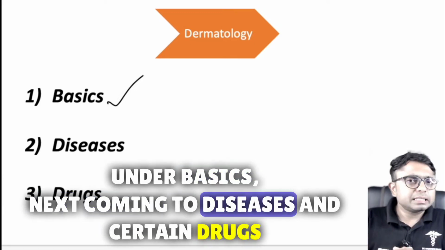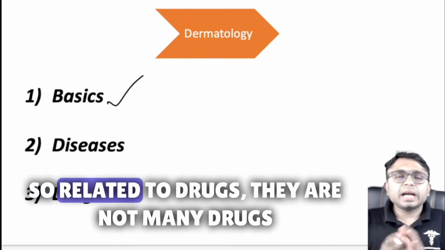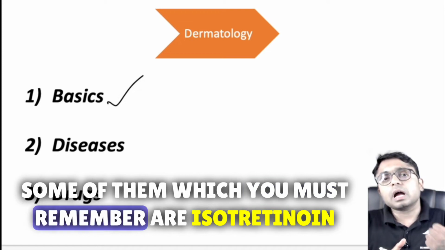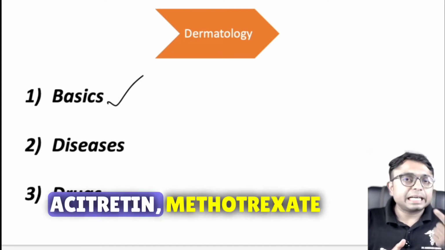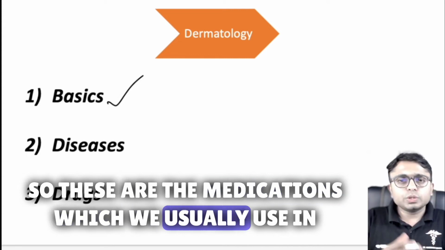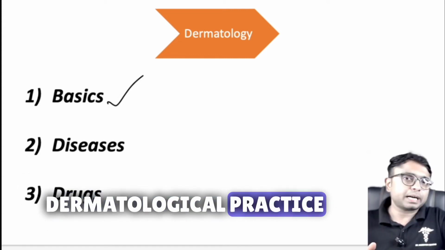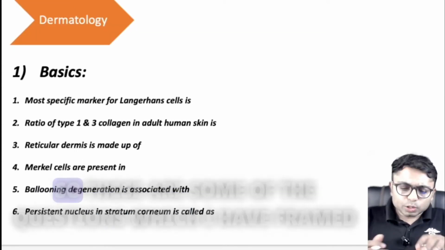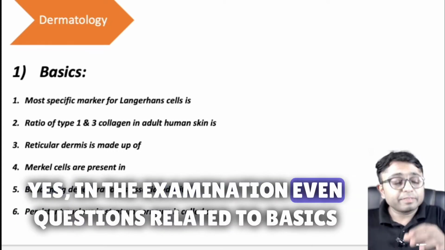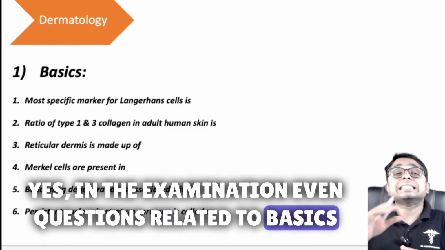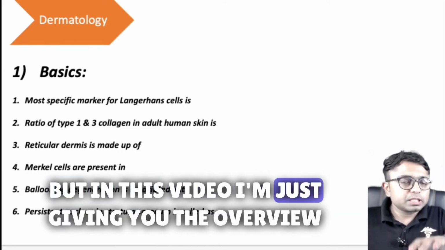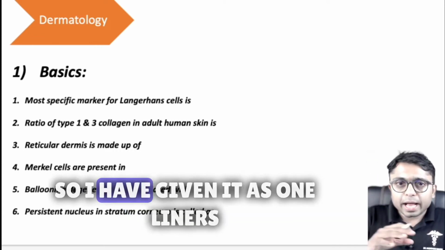Next, coming to diseases and certain drugs. Related to drugs, there are not many drugs. Some of them which you must remember are isotretinoin, acitretin, methotrexate. These are the medications which we usually use in dermatological practice. Coming to basics, these are some of the questions which I have framed. Yes, in the examination, even questions related to basics can be asked as clinical questions. But in this video, I'm just giving you the overview, so I have given it as a one liner.